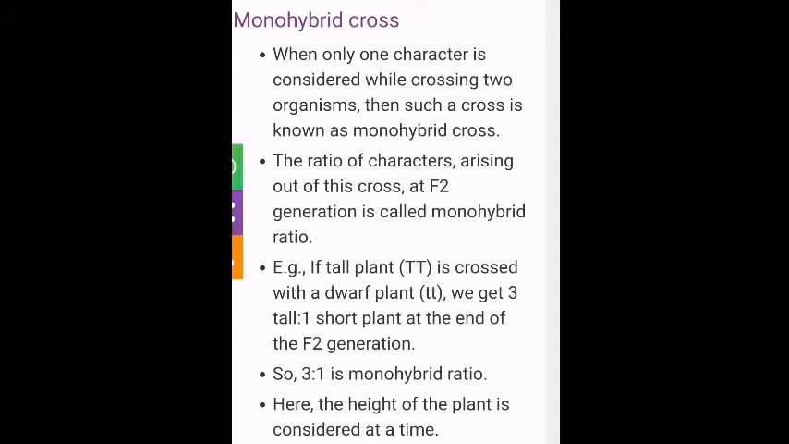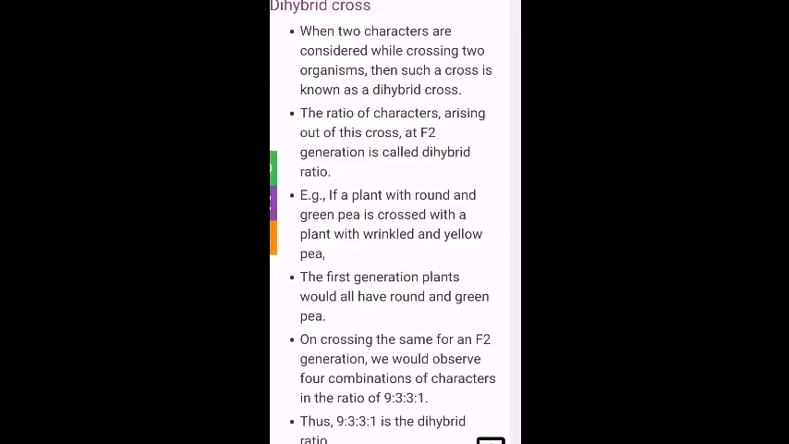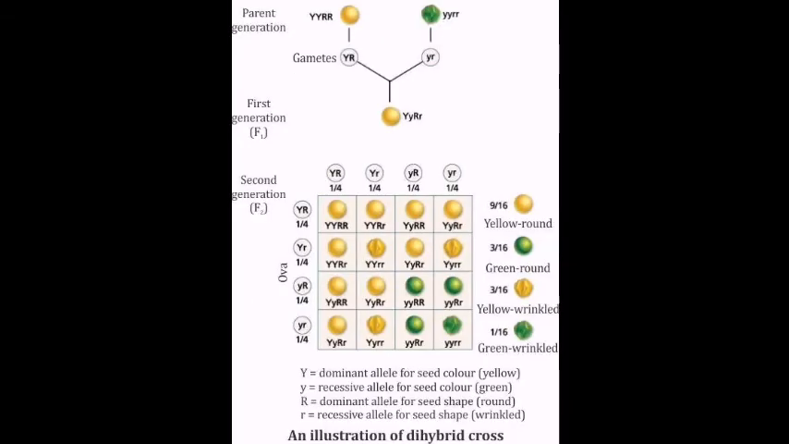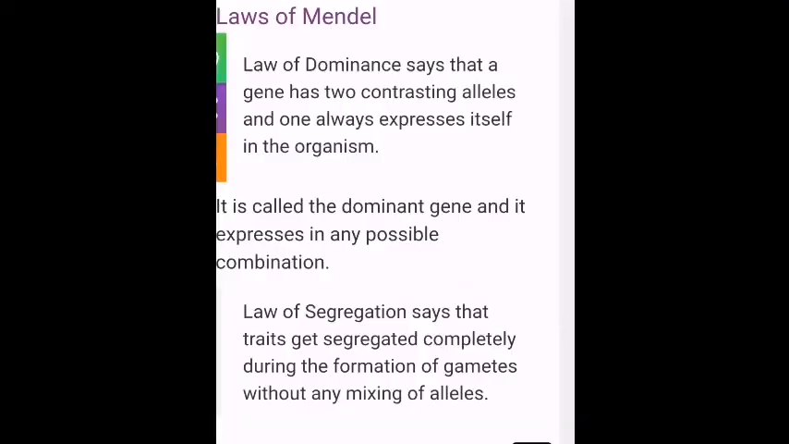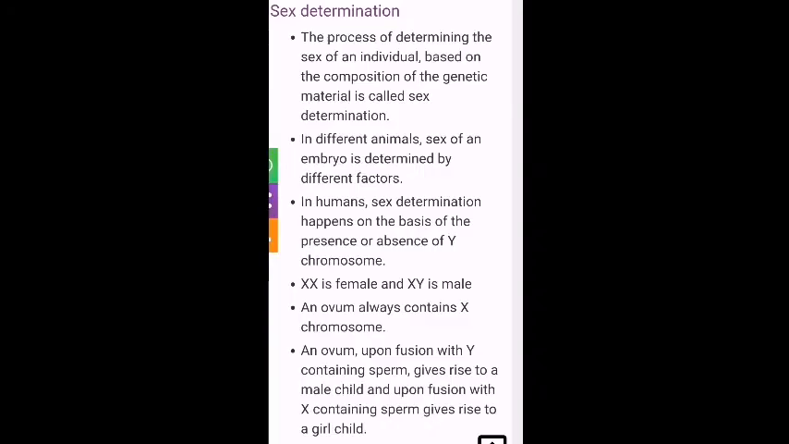Monohybrid cross, the phenotypic ratio and genotypic ratio obtained in the monohybrid cross, dihybrid cross, the phenotypic and genotypic ratio of the monohybrid cross and dihybrid cross, and the laws of inheritance, that is the law of dominance, law of segregation and law of independent assortment.